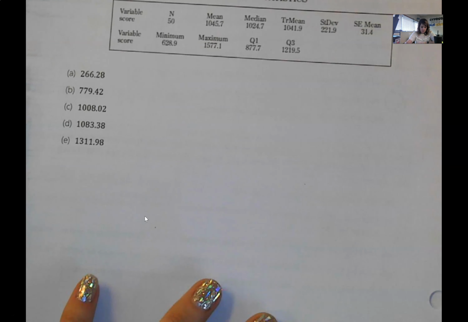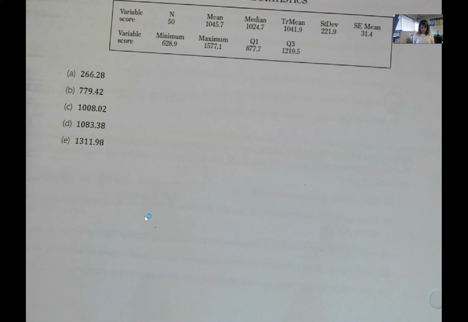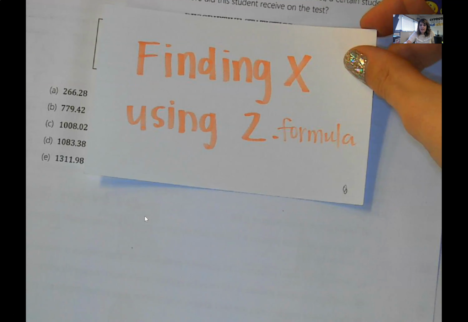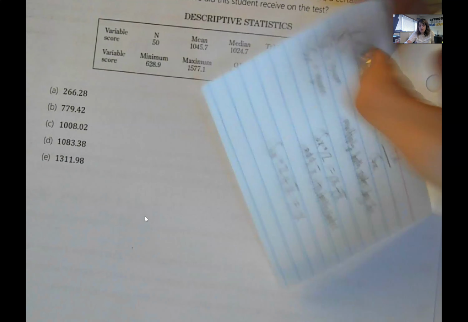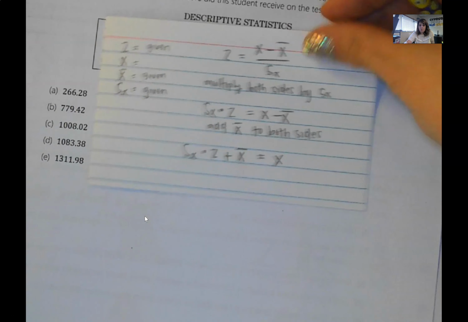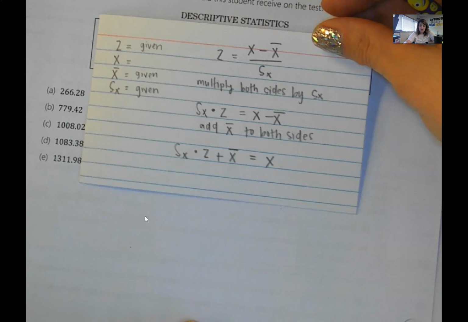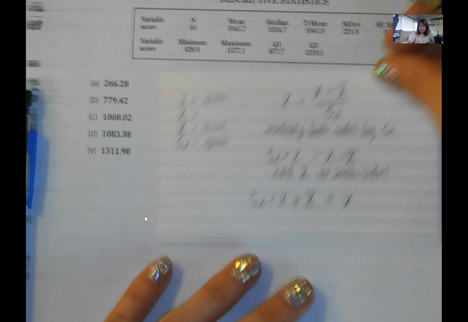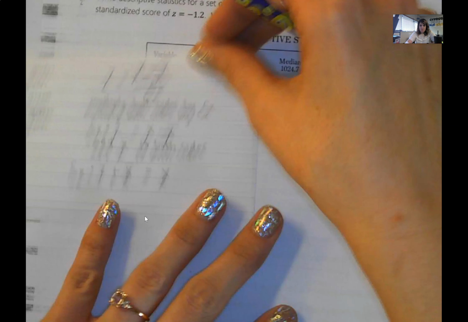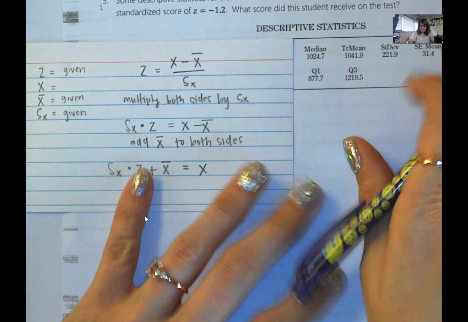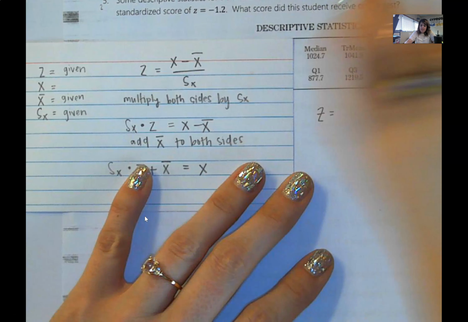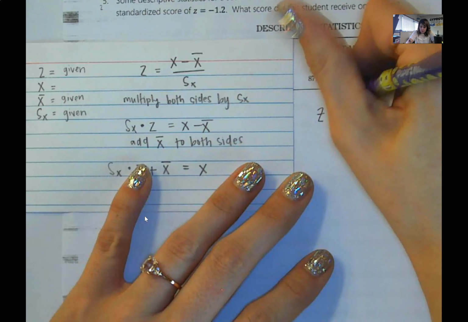Okay, next one that I wanted to look at is our descriptive statistics. So I have a flashcard for this, finding X using Z. That's what we're about to do. And on the back side, I just walk through all of the steps that I would take to solve this problem. So if this is the case, I'm just going to move this to the side. This says I will be given Z. It's negative 1.2.